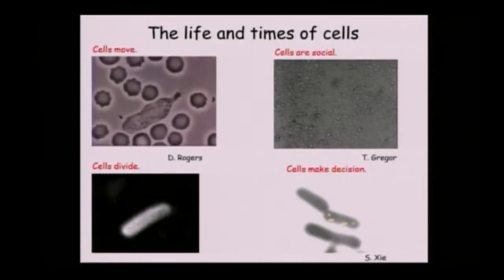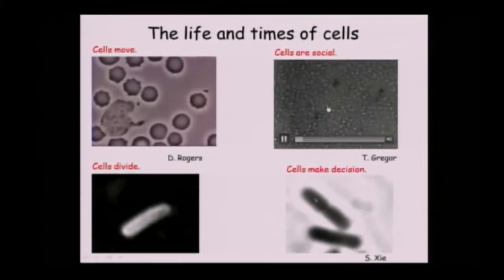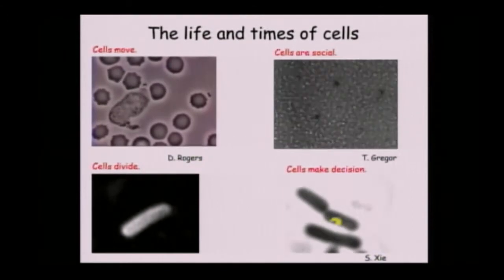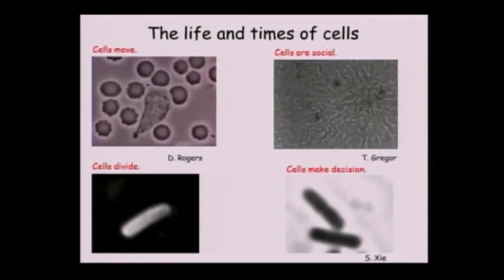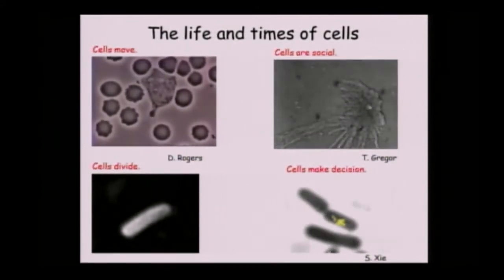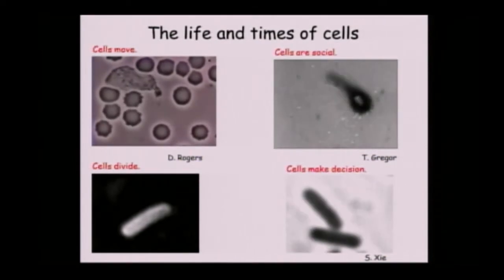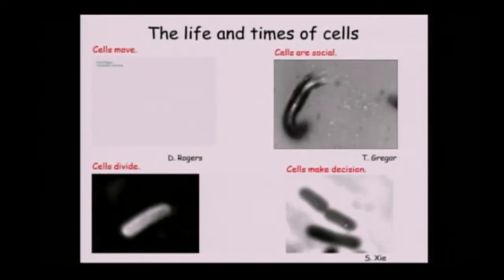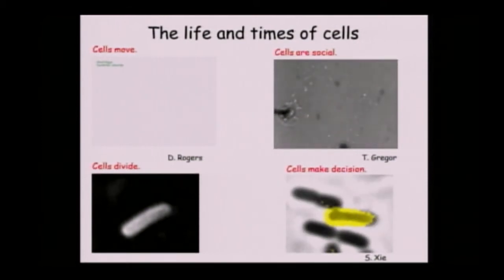So they move around. Cells can be social. Here's a collection of dictyostelium cells. These are single-celled organisms. So each one of these cells is an organism in itself. But when it senses trouble, these dictyostelium cells all band up and form a structure that looks like a little worm that allows them to get away from danger in a much more efficient way. So this is something that cells can do.